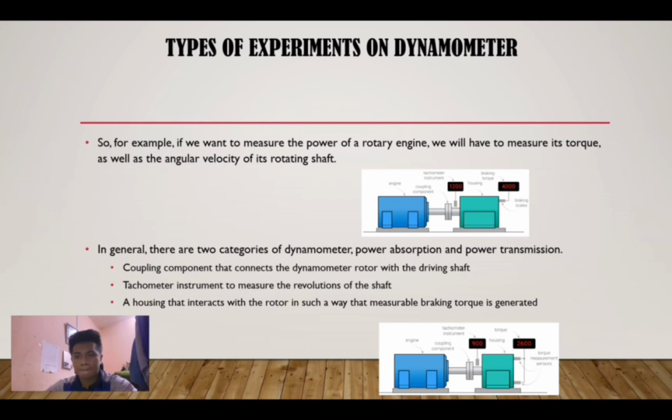In general, there are two categories of dynamometer: power absorption and power transmission. The coupling is the component that connects the dynamometer rotor with the driving shaft. The tachometer is the instrument to measure the revolution of the shaft. The housing interacts with the rotor in such a way that a measurable braking torque is generated.